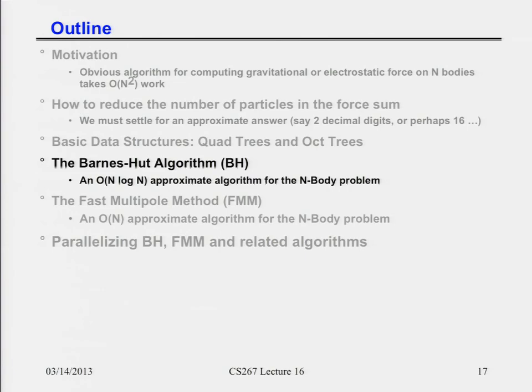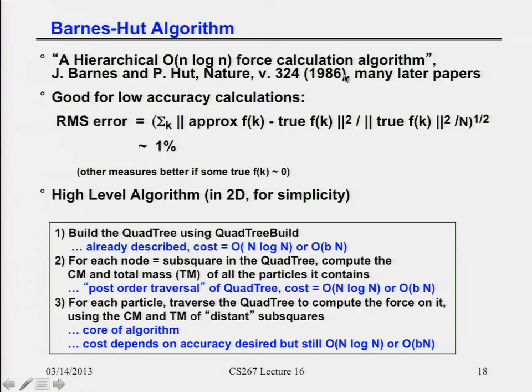So now we get to the interesting part, which is how I do the actual approximation. Let me do Barnes-Hut first, which, as I said, is going to be n log n in their initial description. This was first published in Nature back in 86, and there have been many, many other papers since then. And as I said, it's only good for 1%, so what did I mean by that?